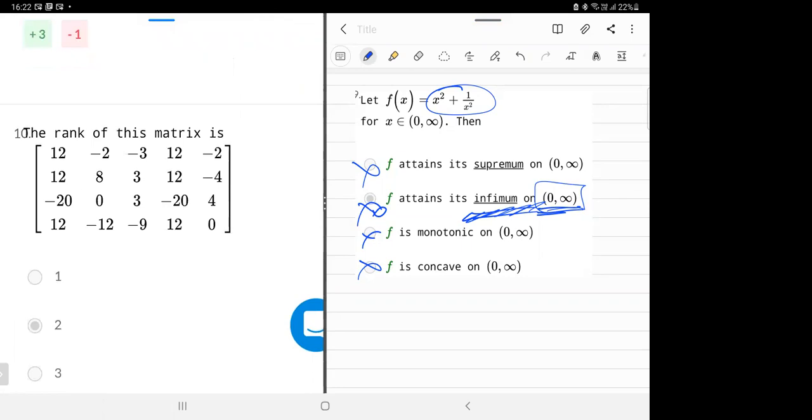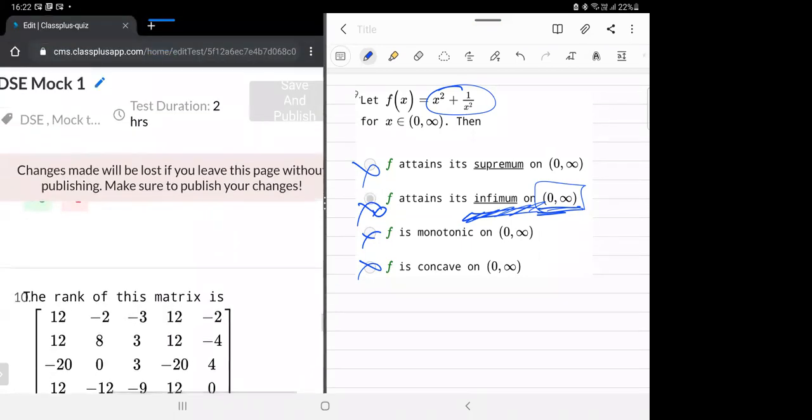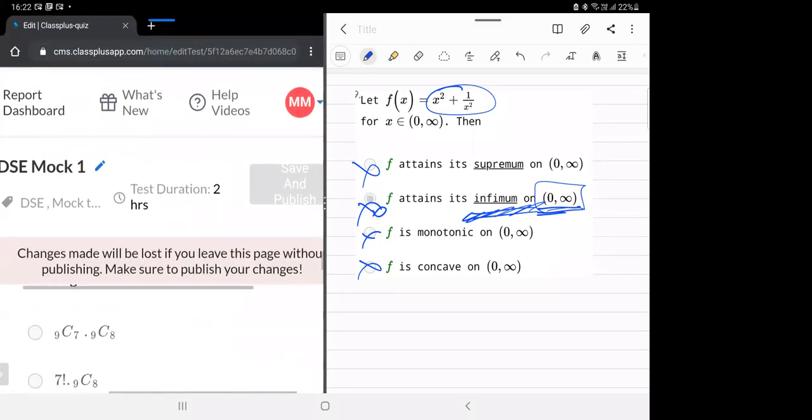Next. Sir, no doubts from this test. Sir, question number 4. Question number 4. Okay.